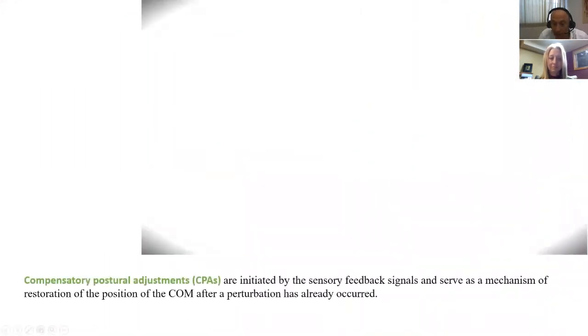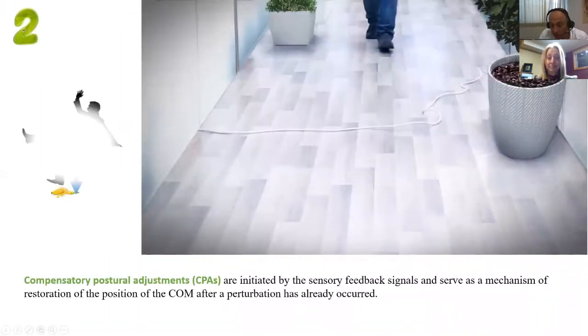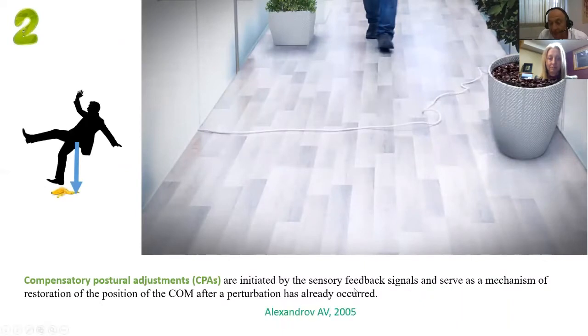So if we look into the literature about what a compensatory postural adjustment is, this is initiated by sensory feedback, which is telling us that our center of mass has suddenly been shifted relative to our body. And then it allows us to do a reactive response to reposition that center of mass so that we don't fall down.